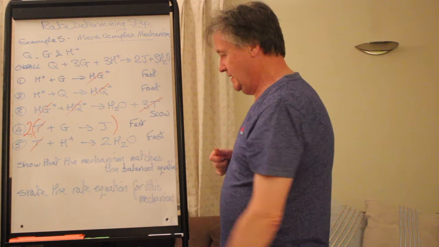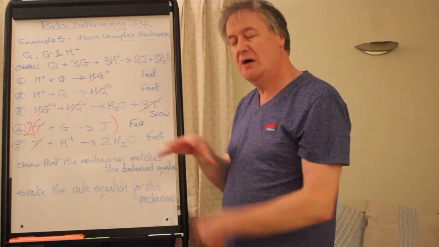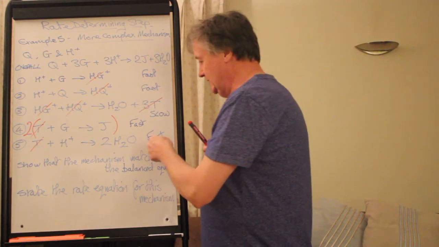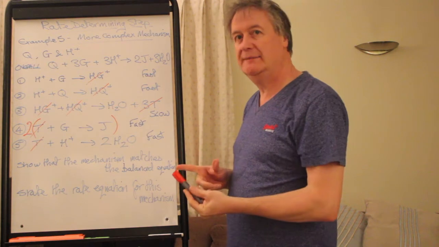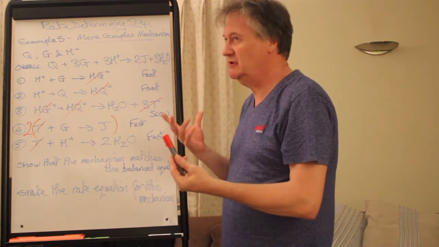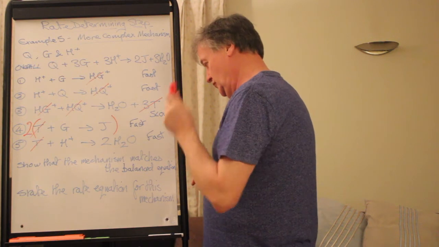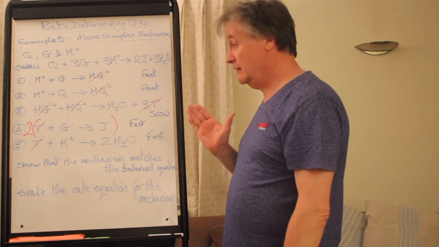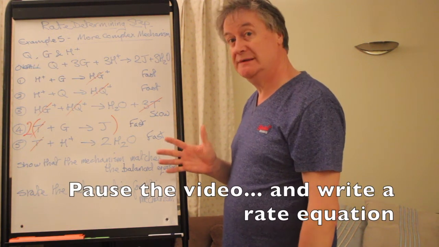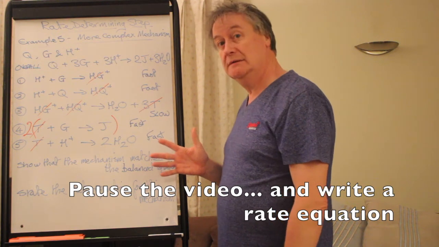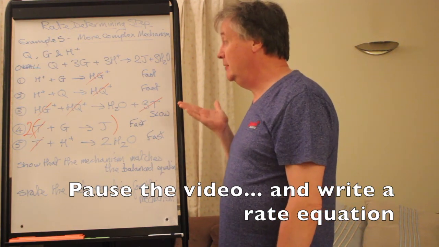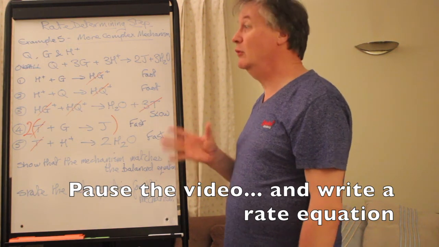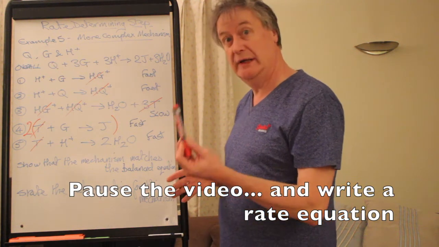So the next thing is, state the rate equation for this mechanism. So I'm not asking you, does it match now? I'm saying, what would the rate equation be? So the two fast steps at the end don't come into the rate equation discussion. So you need to then write the rate equation. I'm going to get you to have a go. So pause me and have a go at what this rate equation is going to look like. You're looking at what's backed up by the slow step. You need to pause me, and when you've had a go, unpause me, and all will be revealed in glorious red pen, because it's red.